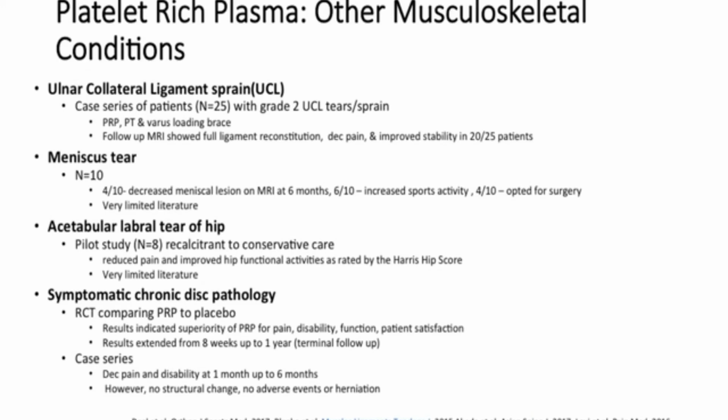And lastly, symptomatic chronic disc pathology. A randomized control trial compared PRP to placebo and found that PRP was superior for pain, disability, function, and patient satisfaction. Lastly, a case series showed that PRP decreased pain and disability at 1 month up to 6 months. However, there was no structural change, no adverse events, or herniation.